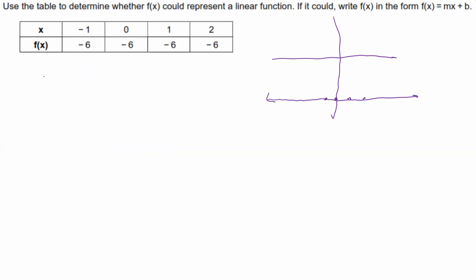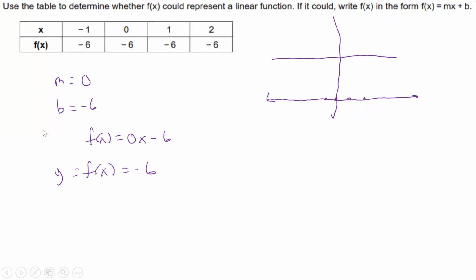It's always that. And what is our slope? Well, when you have a horizontal line, slope is equal to 0 because we're not going up or down. And our intercept is going to be minus 6. And so our function f of x is going to be equal to 0x minus 6, or f of x equals negative 6. And that basically, again, is y equals negative 6. And that's what that line is, y equals negative 6, because all of them are negative 6.